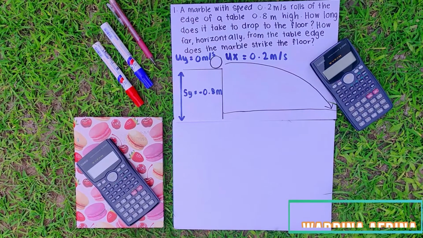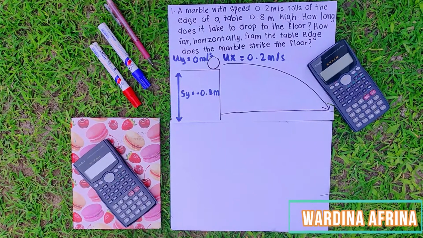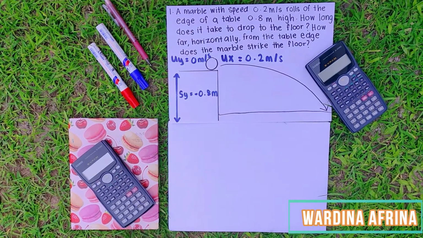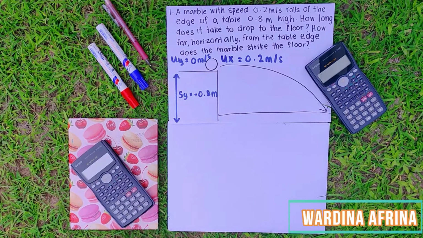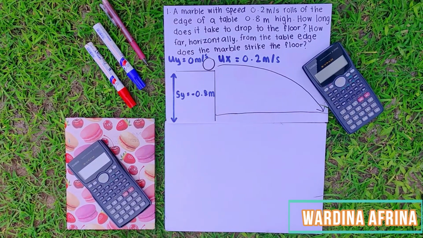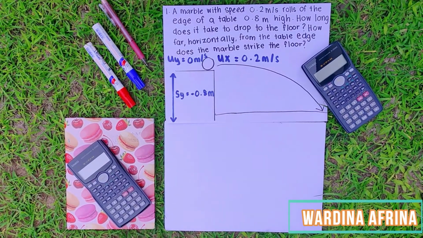A marble with speed 0.2 meter per second rolls off the edge of a table 0.8 meter high. How long does it take to drop to the floor? How far horizontally from the table edge does the marble strike the floor?